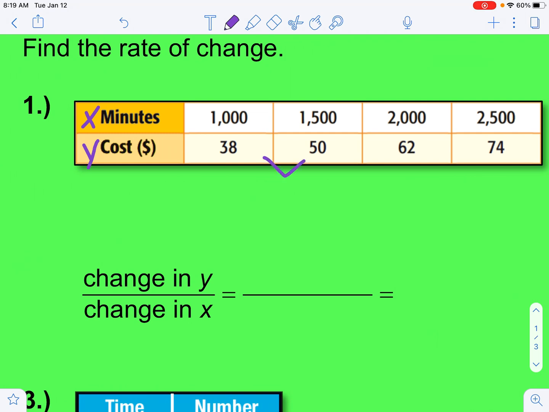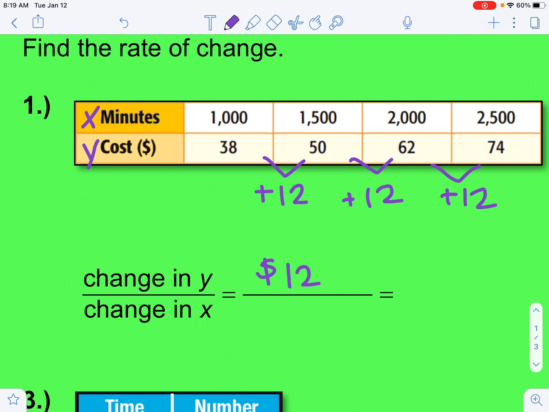To get from 38 to 50, we're going up, so we're adding 12. If you didn't know that, you could subtract those two numbers to figure out how much we're adding. From 50 to 62, we're also adding 12. And 62 to 74, we're also adding 12. So our change in y is 12, and we're talking about dollars.